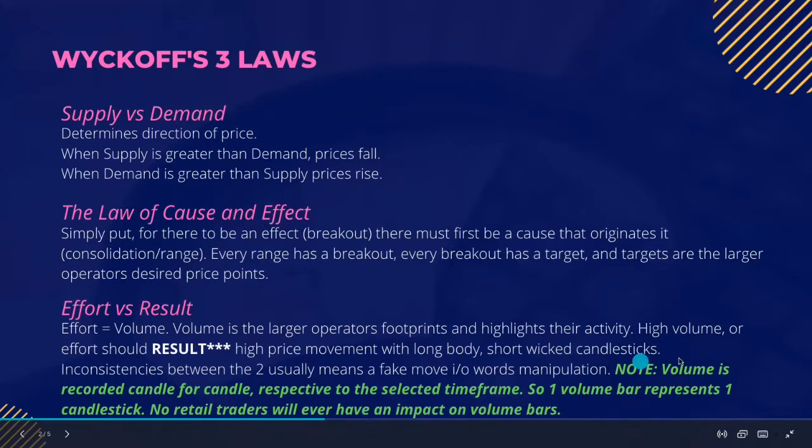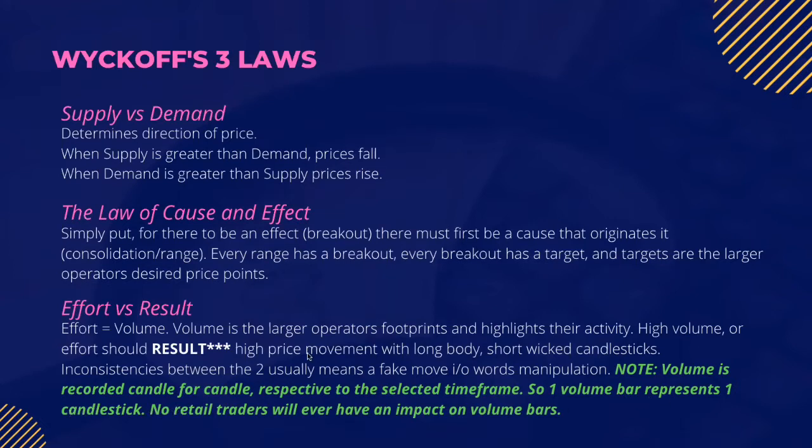Things we see when we're breaking structures. So again, high volume or high effort should result in high price movement with long body, short wick candlesticks. So inconsistencies between effort and result usually means a fake out. In other words, manipulation. Moving on, one thing important that I want to note is that volume is recorded candle for candle and is respected to the selected time frame. So meaning daily, weekly, monthly, one volume bar on that time frame represents one candlestick.